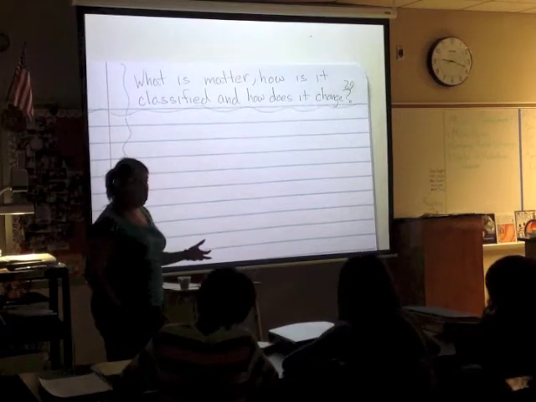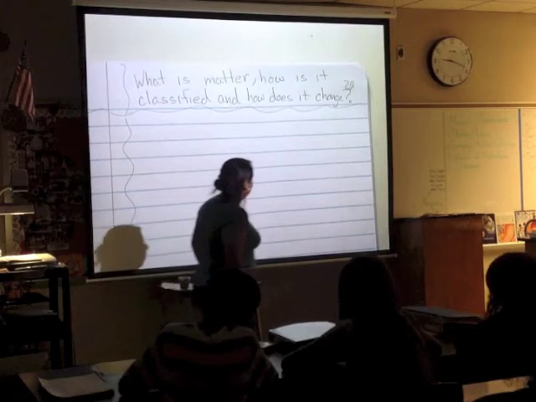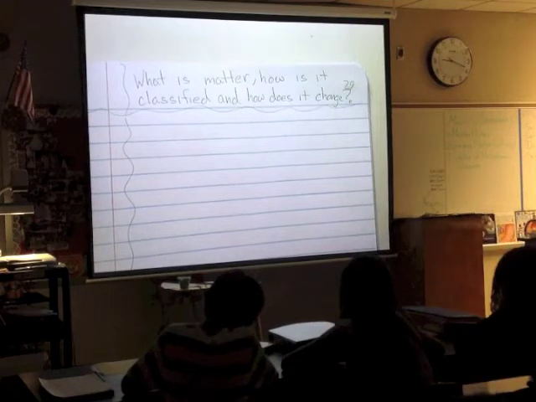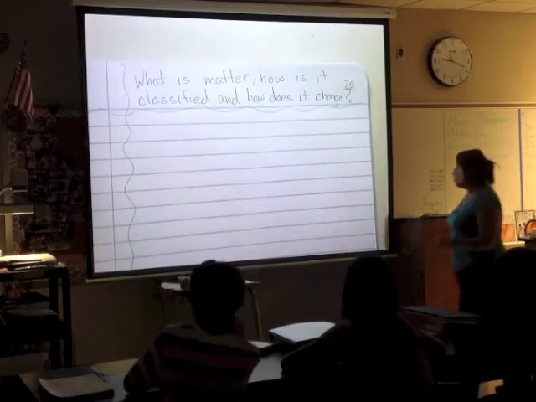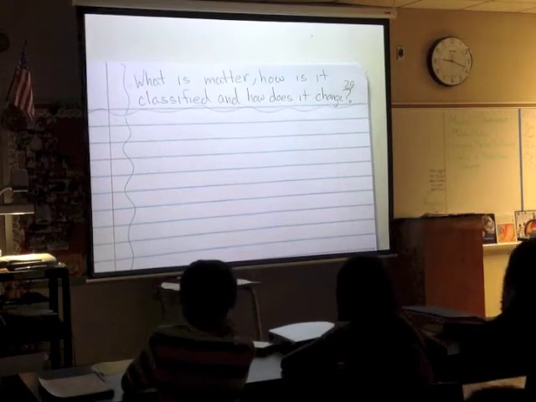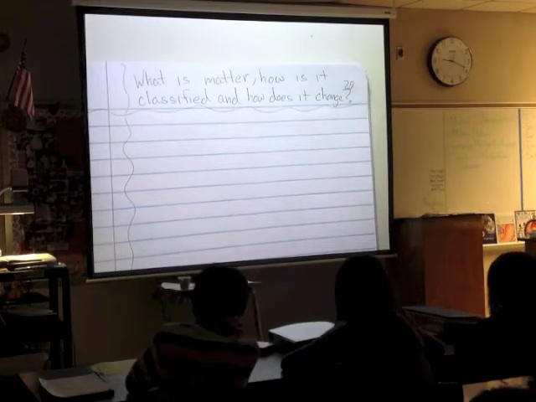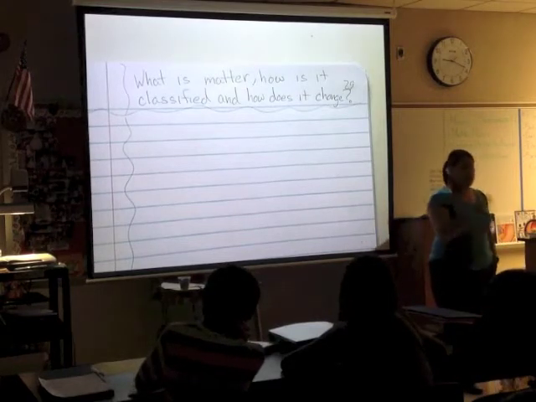Technically, the essential question, or what we're being asked, is what does matter, how is it classified, and how does it change? By the end of this period, you should be able to describe the similarities and differences between the different states of matter. So our focus today is how solids, liquids, gases, and plasma are different. Okay? But we will get a little bit of overview of matter altogether.